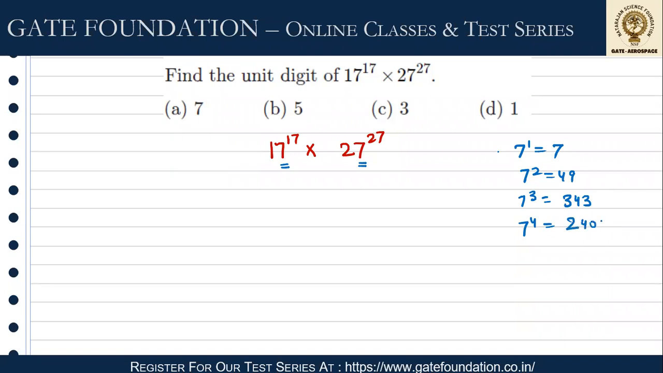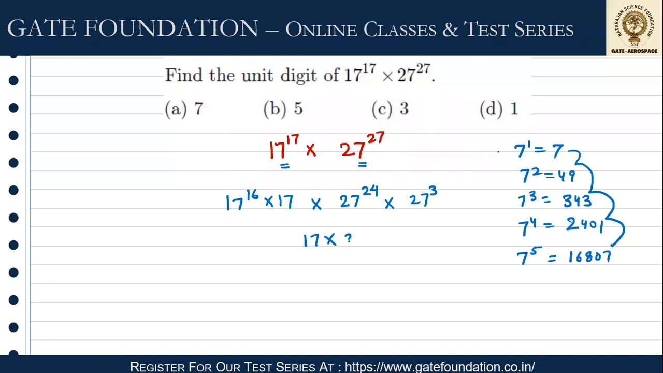7 raised to 5 is equal to 16807. So it repeats after every fourth power. So I need to take 4 common out of here. So I'll take 17 raised to 16 into 17 cross again 27 raised to 24, I can take 24, which is the result. So I'll get 27 cube. Over here, these two will get cancelled, so I'll be left with 17 into 27 cube.